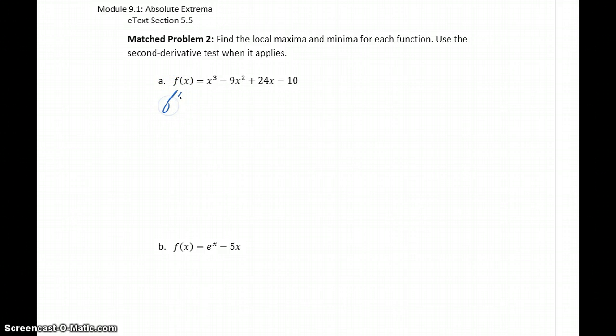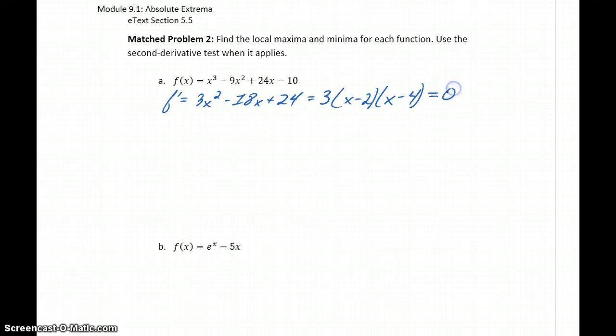So the first thing we need to identify are any critical values. So we'll start by taking the derivative of our given function, which is 3x squared minus 18x plus 24, which can be factored as 3 times x minus 2 times x minus 4. So we'll take that first derivative, set it equal to 0, which is going to give us two values, x equals 2 and x equals 4, as our two solutions there. And we'll go ahead and calculate the second derivative as well. That's going to be 6x minus 18.